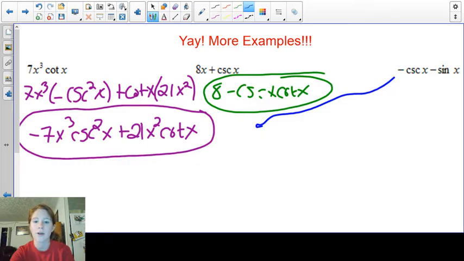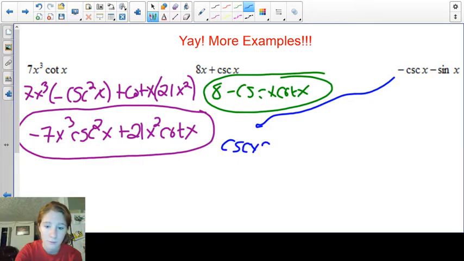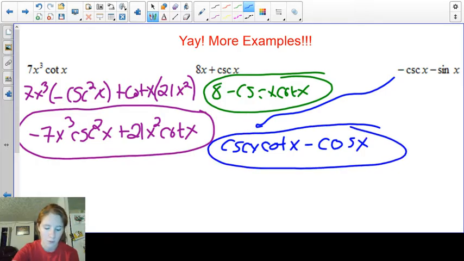So the derivative of cosecant we just did was negative cosecant cotangent, so my sign changes, so it's going to be positive. Derivative of sine is cosine. So my answer is cosecant x cotangent x minus cosine of x.